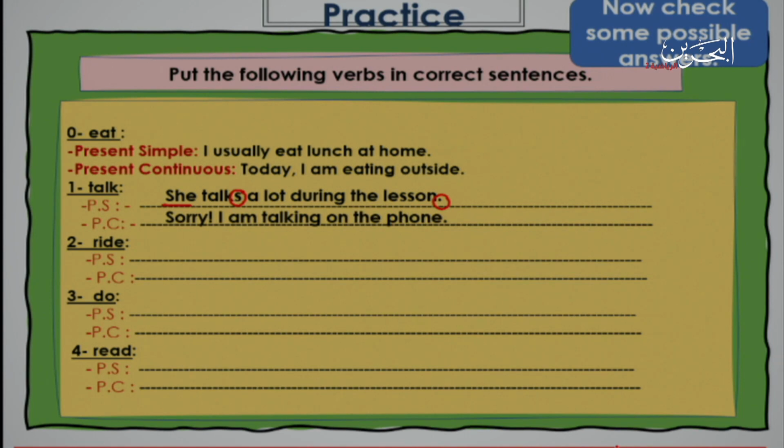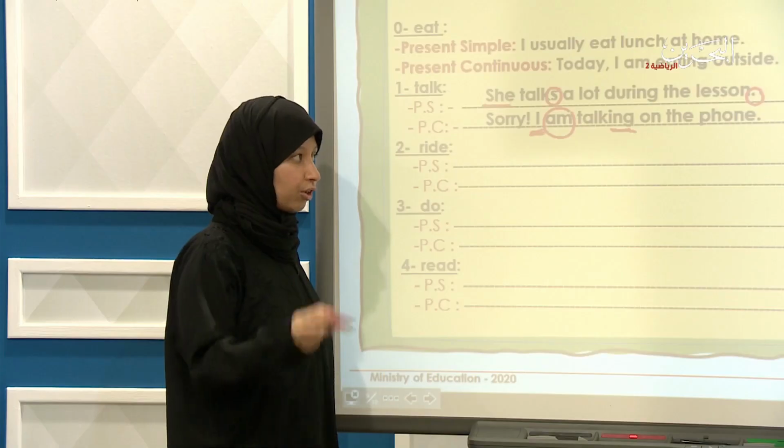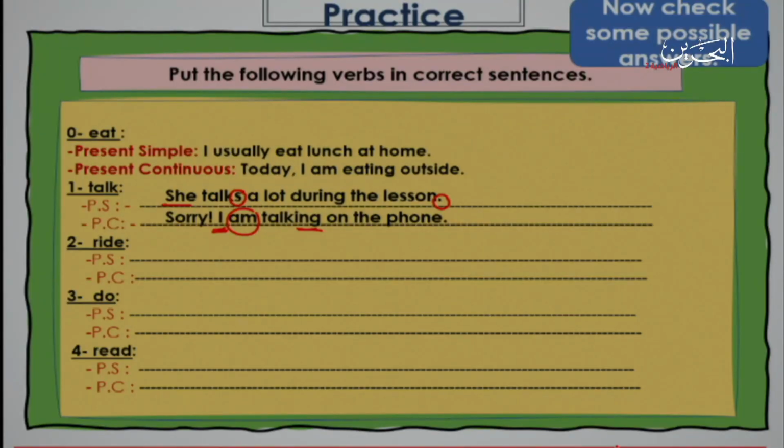The present continuous: I am talking on the phone. I, this is the pronoun, takes am, and we add an ing to the verb, and we write the rest of the sentence. We also don't forget to put a full stop at the end of the sentence.